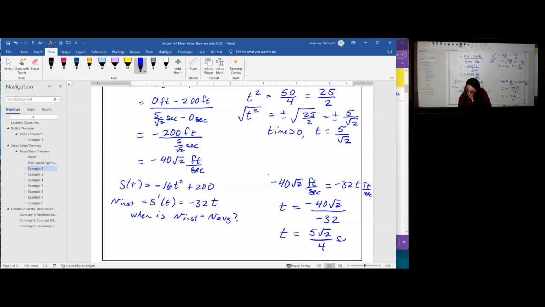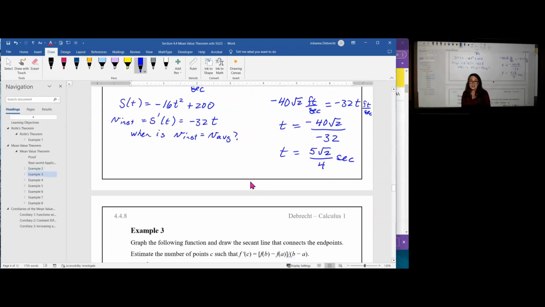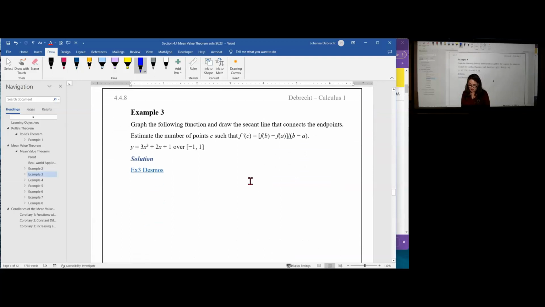This is the time when the instantaneous velocity and average velocity are equal. That's also the reason you get a ticket on a toll road.